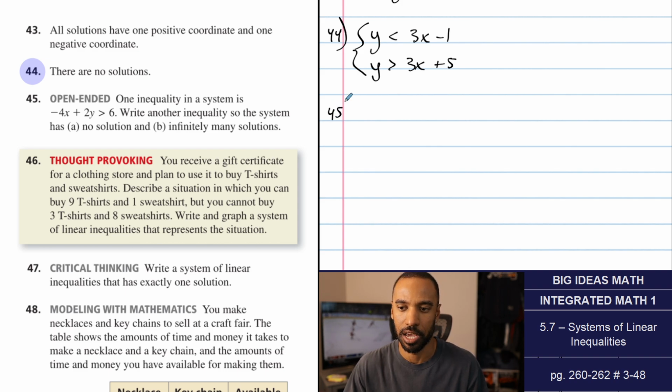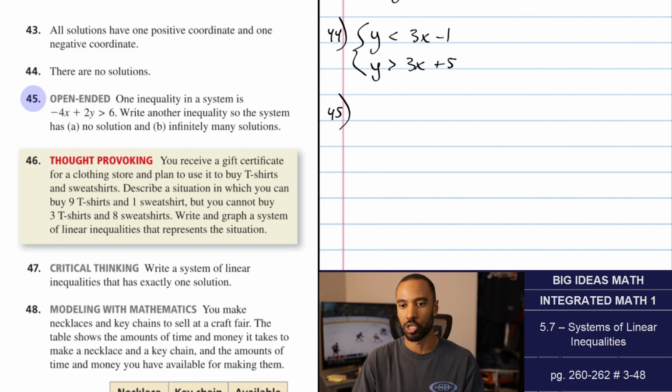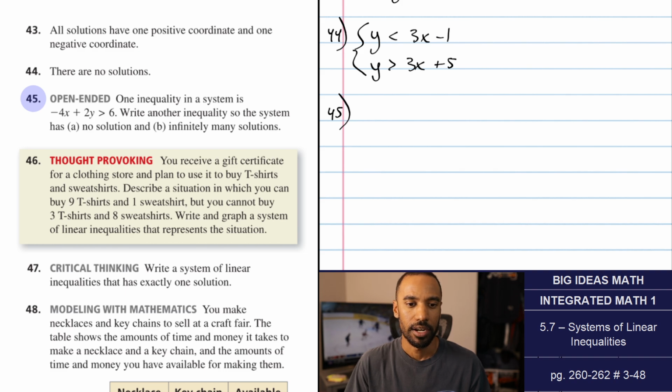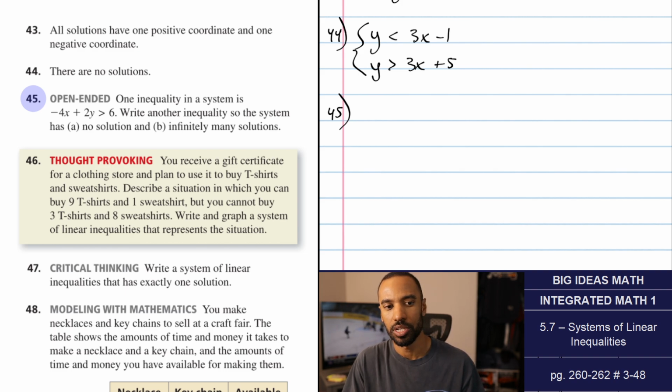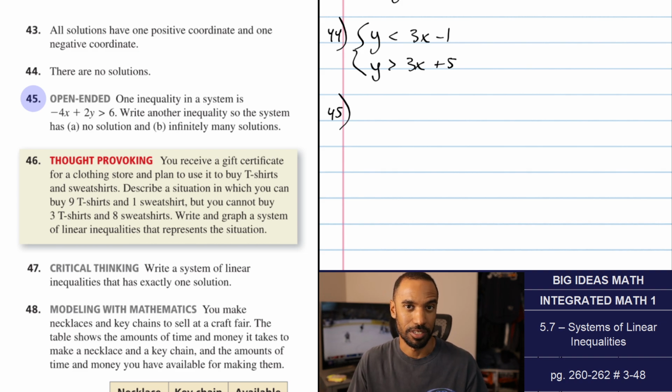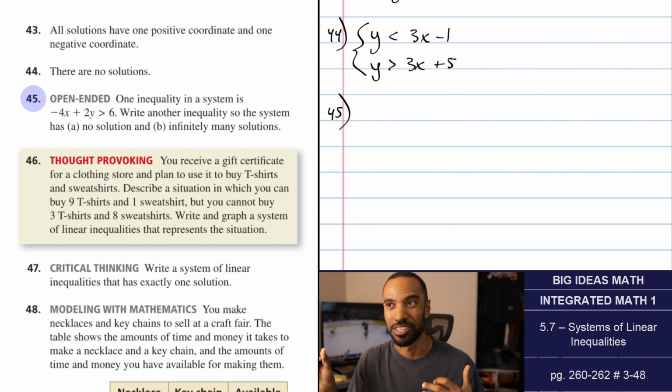We have 4 more to go. Number 45, open-ended. One inequality in a system is negative 4x plus 2y is greater than 6. Write another inequality so the system has no solution and infinitely many solutions. Infinitely many is as long as it's not no solution, really. You'll be fine.